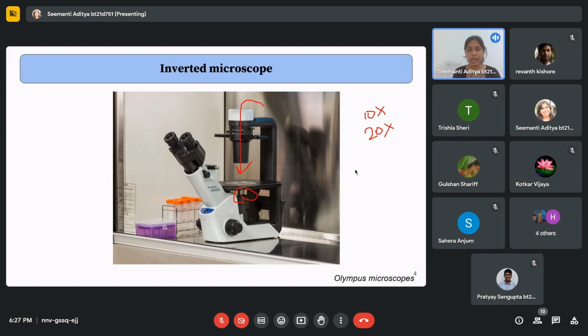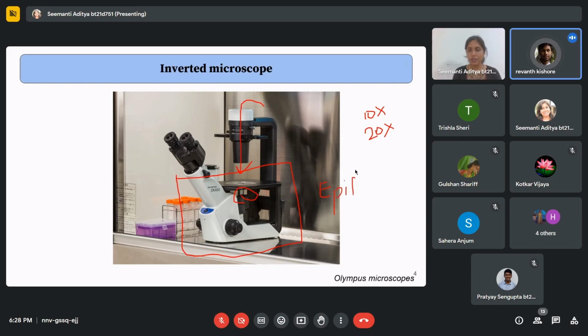And there are two components of an inverted microscope. If we have a fluorescence microscope, then generally this part of the microscope is important for fluorescence. This is called the epifluorescence part of the microscope. Okay, so this part of the microscope is important. So this is called epifluorescence.